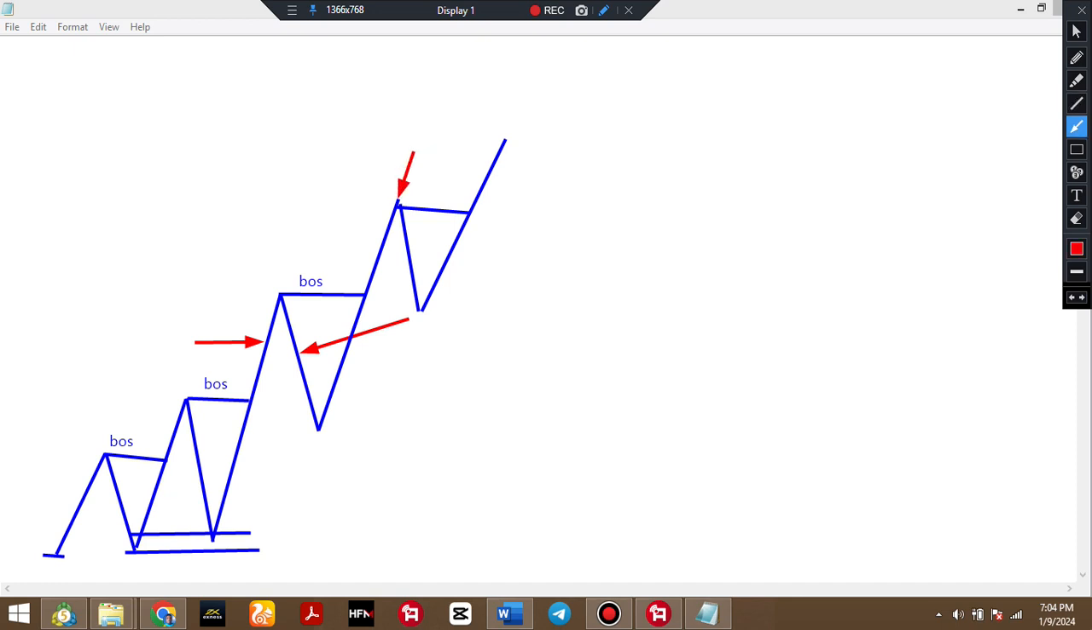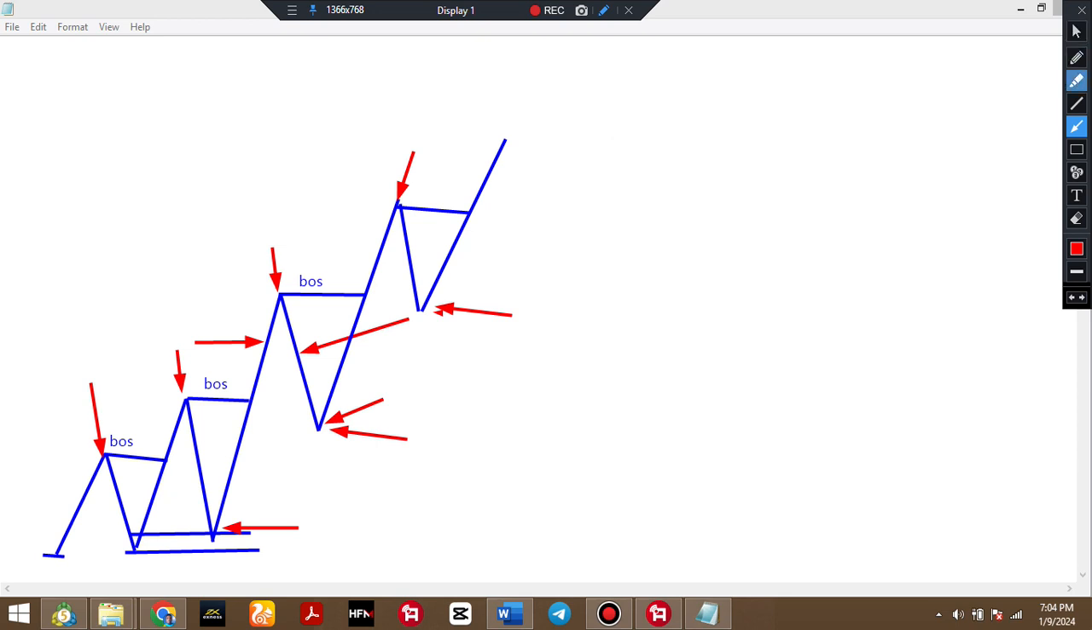This high here is higher than this, right? This high is also higher than this. So when price is moving towards the upside, it creates higher highs. This low is higher than this low. Then this one here is higher. This very one is higher than this one. So for an uptrend, price creates higher highs and higher lows.